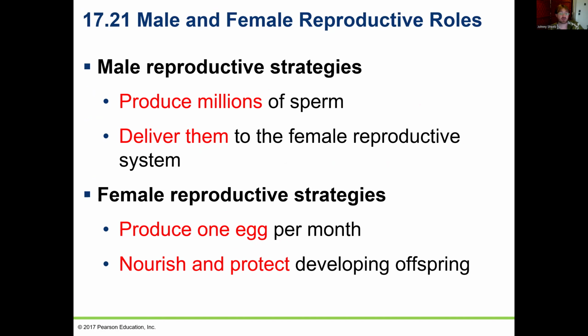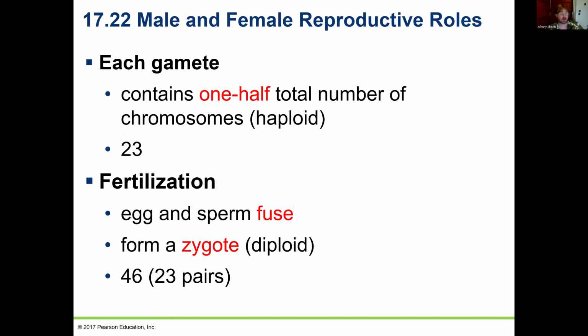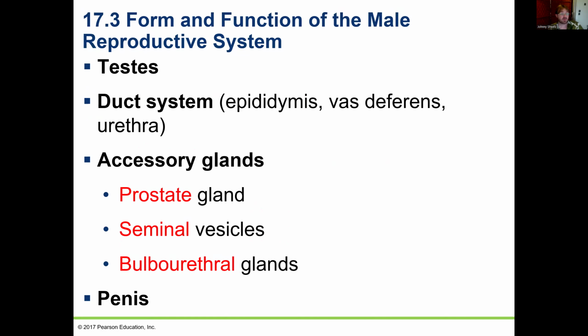Now, male reproductive strategy. So, form and function of the male reproductive system. We start with the testes. That's the site of sperm production, and also an incubation chamber to keep the sperm at a healthy temperature, as well as the site of the production of testosterone.